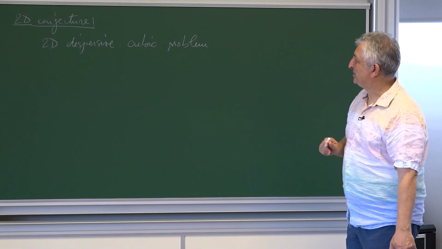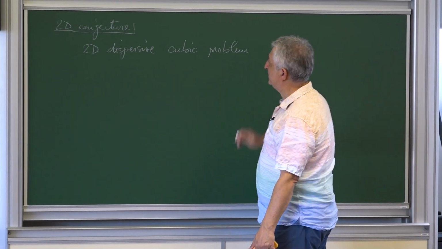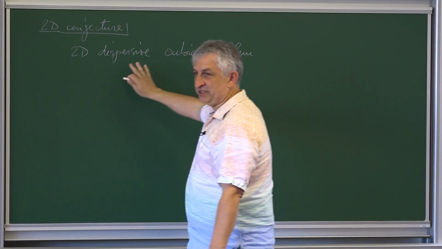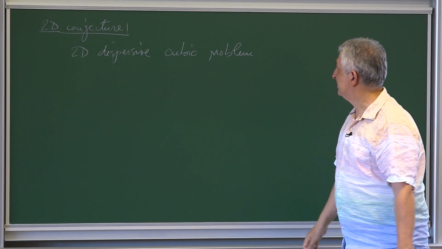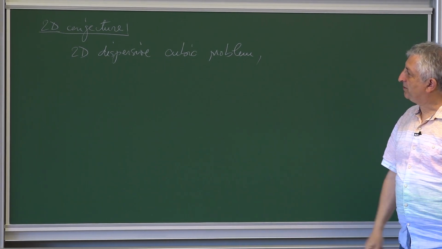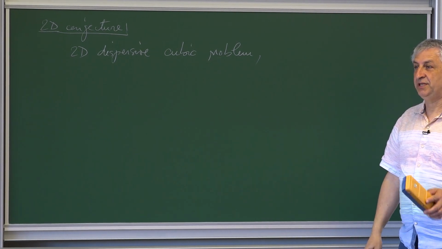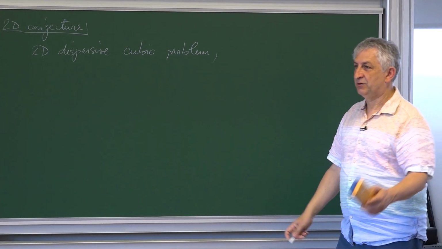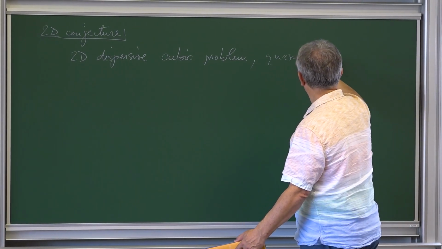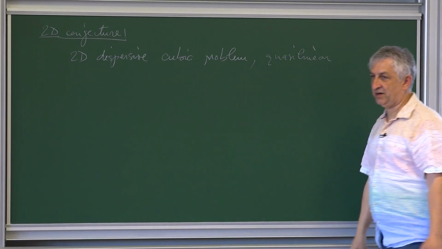Okay, coming back to the conjecture. So we start with the two-dimensional dispersive cubic problem, even higher dimensional, but higher is easier, so that's why I'm stating this in 2 dimensions. And cubic problems which are semi-linear in 2D are easy for small data, so we're going to make this problem quasi-linear. Okay, so make it harder.